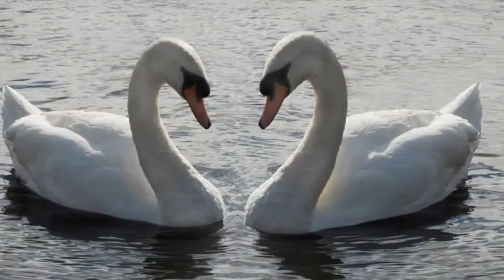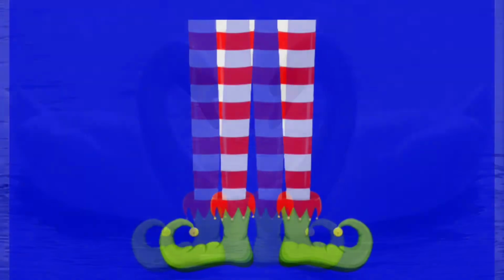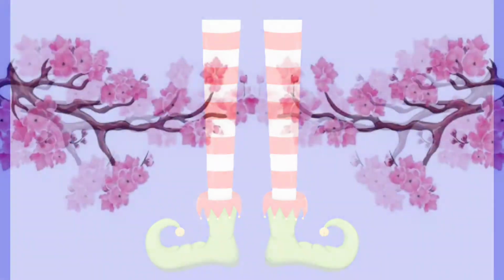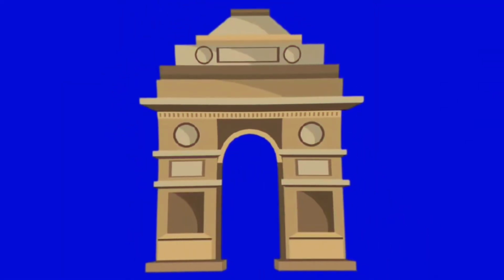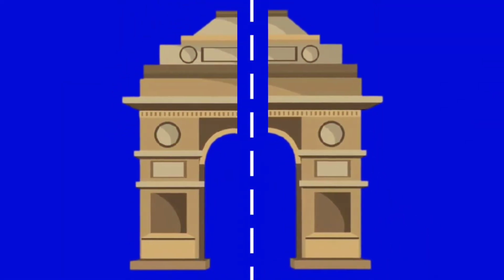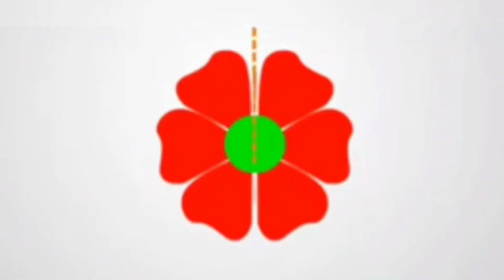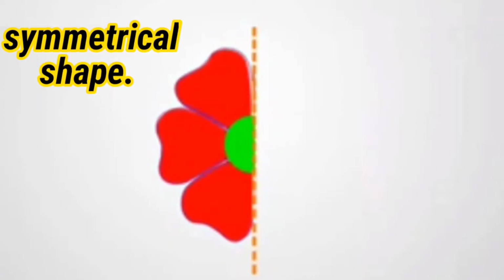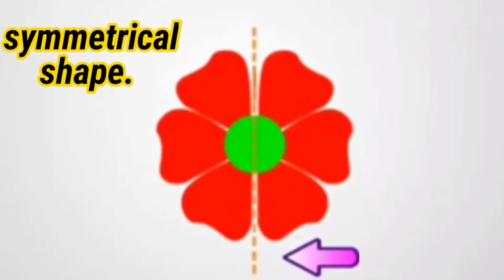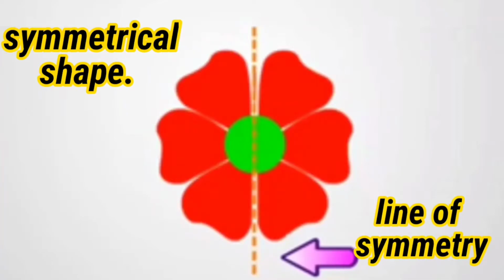In our surrounding, we see many figures that look like reflection of each other. All such figures are symmetrical figures. Dear students, different parts of the same figure can also be identical, that is, symmetrical to each other. For example, if we divide this flower into two equal parts with a dotted line, then its one part completely covers the other part, and that is why this shape is a symmetrical shape. And the line that divides this shape into two identical parts is called a line of symmetry or symmetrical line.